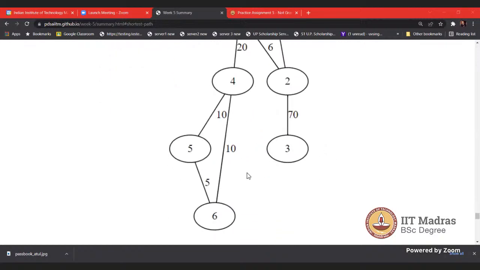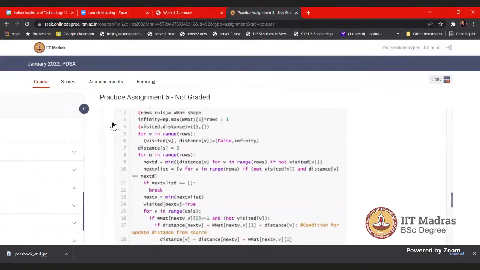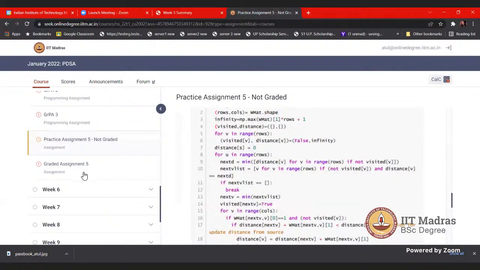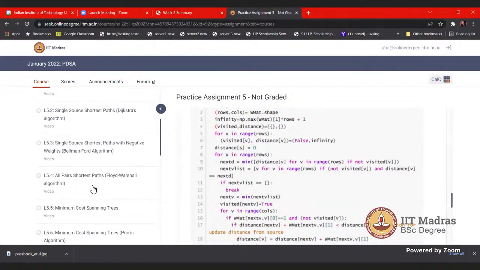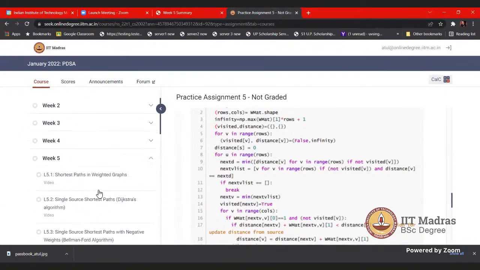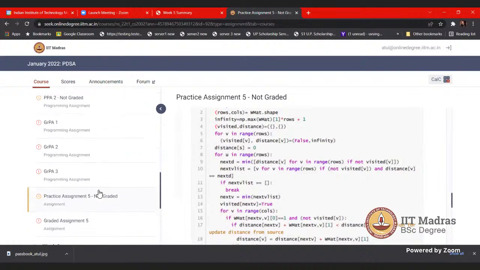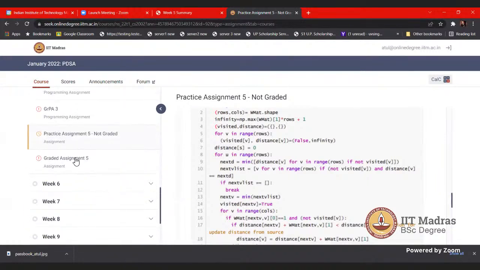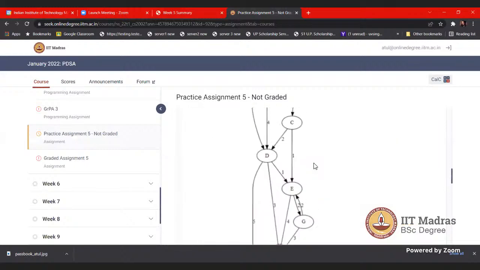So transitive closure. Okay, let's find out that where is this topic. Week 5. In any one assignment, I think this topic is given. This.